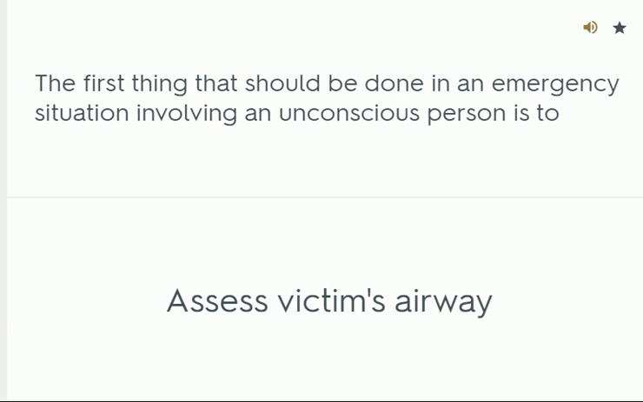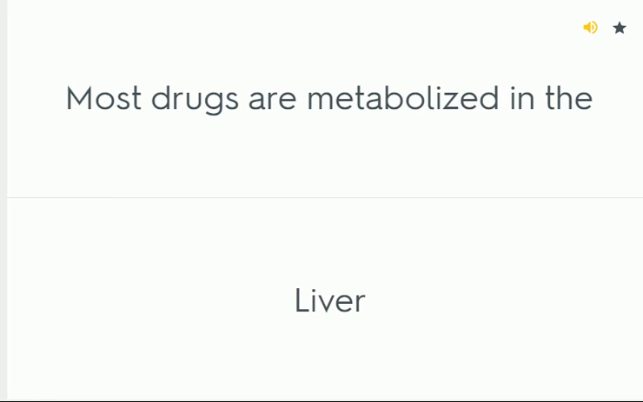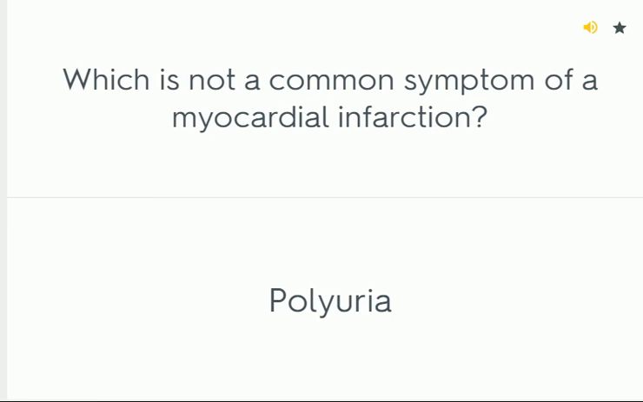The first thing that should be done in an emergency situation involving an unconscious person is to assess the victim's airway. A physical examination of a urine sample includes all of the above. Most drugs are metabolized in the liver. The Ishihara test tests for color blindness, which is not a common symptom of a myocardial infarction. Polyuria.